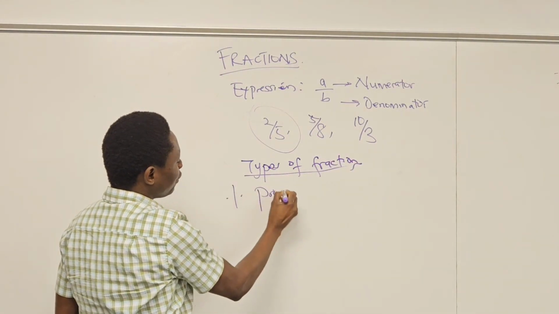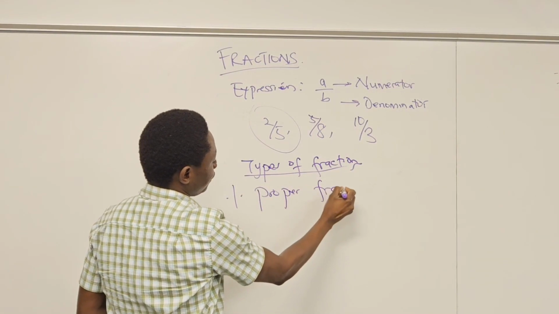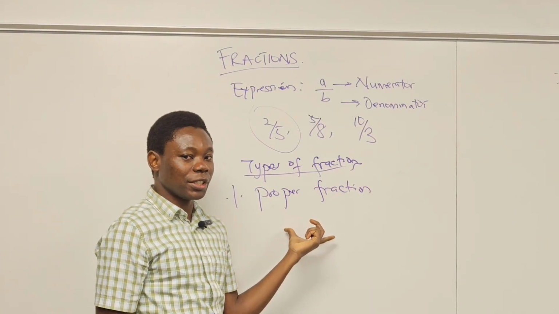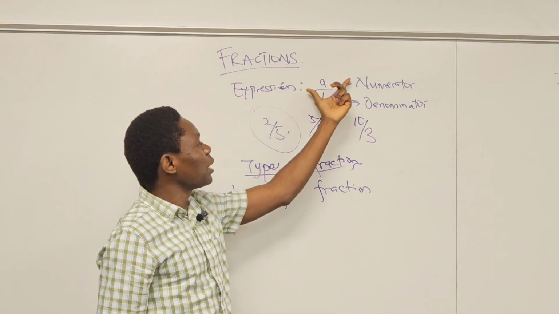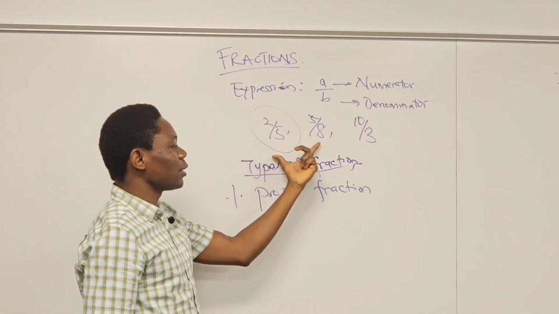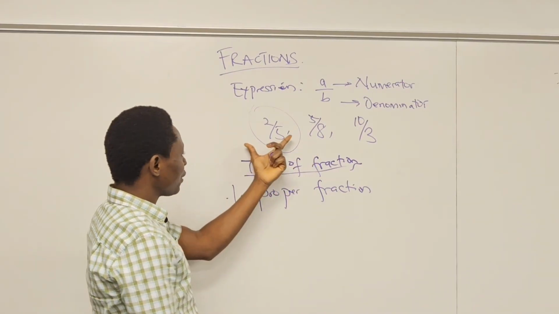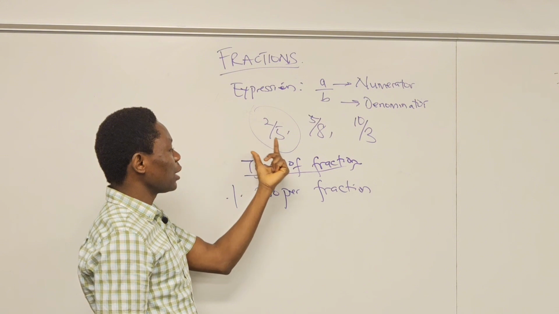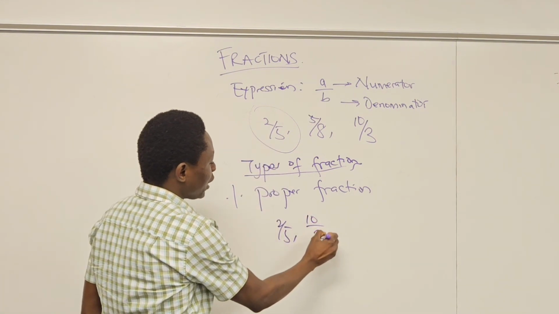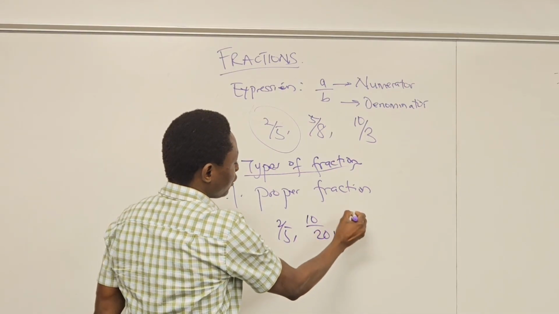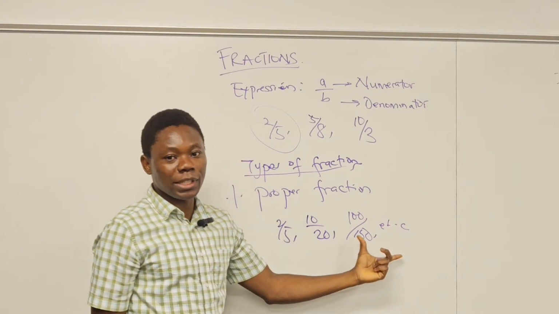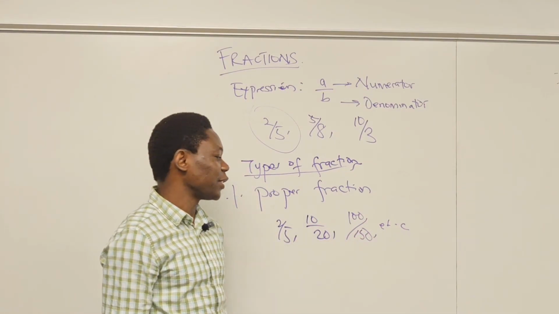One, we have a proper fraction. A proper fraction is a type of fraction in which the numerator is less than the denominator. For example, the first 2 fractions here are proper fractions. 2 over 5 is a proper fraction because the numerator is less than the denominator. So 2 over 5, 10 over 20, 100 over 150, etc. These are examples of proper fractions.